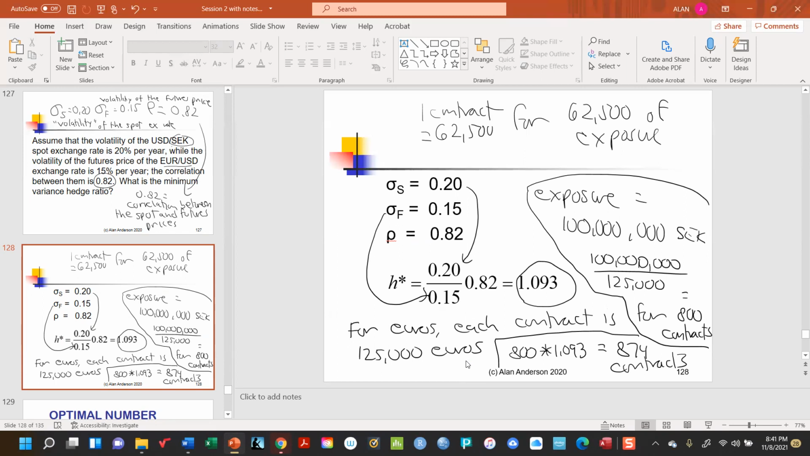So in other words, we're essentially hedging a riskier asset than the euro. So the euro futures contract is probably not enough to hedge our risk. So we compensate that by having more contracts. And so according to this formula, 874 euro contracts would be the best to cover our position in 100 million Swedish kroner instead of just 800. So in other words, at 800, we might be underhedged. Our position would be riskier than it would be if we had 874 contracts.